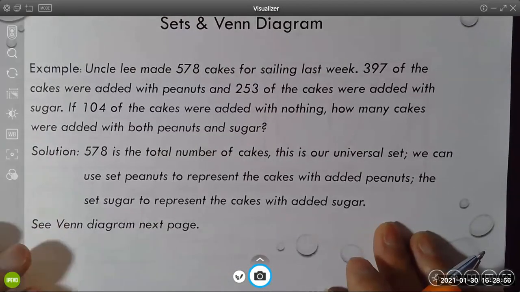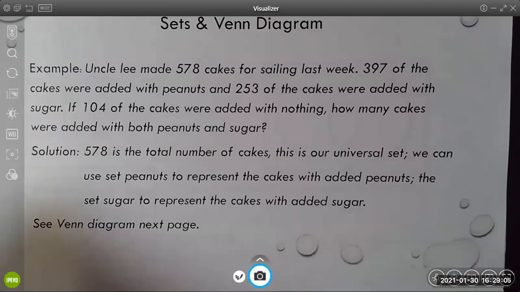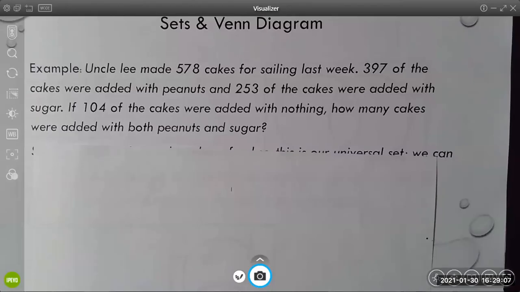Now let's look at our second example, and this is our last one. This one is a little bit more complex, but the whole process remains the same. Let's look at it. Uncle Lee made 578 cakes for selling last week. 397 of them were added with peanuts, and 253 of them were added with sugar. If 104 of the cakes were added with nothing, how many cakes were added with both peanuts and sugar?